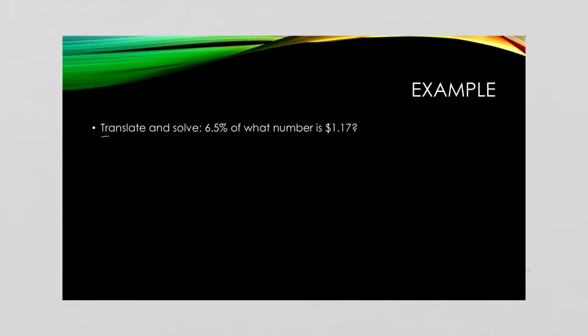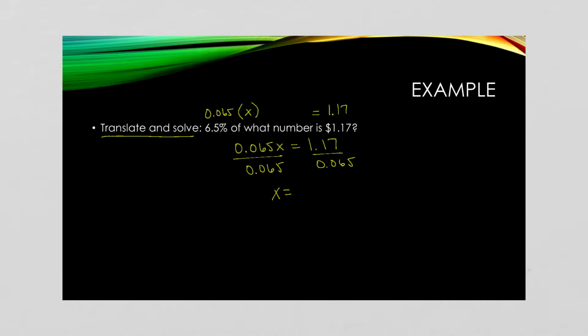On this problem, we're also going to translate and solve. So 6.5% written as a decimal. Remember, scoot it to the left 2 places. "Of" means multiply. What number means X? "Is" means equals, and notice how this says $1.17. That implies that we're dealing with money. So we've got 0.065x is equal to $1.17, and I want to divide both sides by 0.065. And so I get that x is equal to $1.17 divided by 0.065, which is 18. 18 what though? Remember, we're dealing with money here, so $18. So 6.5% of $18 is $1.17.